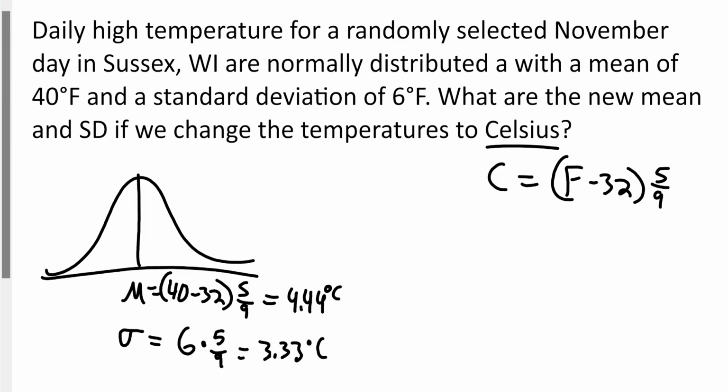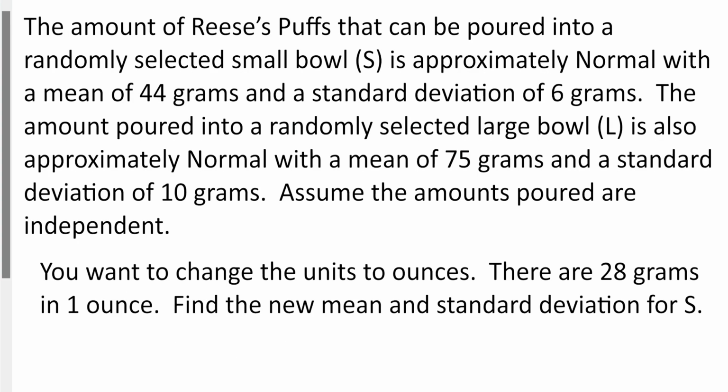The same thing goes for dividing. If we go back to our example with Reese's Puffs, it says you want to change the units to ounces. So we're changing the units from grams to ounces. Ounces is equal to grams divided by 28, because there are 28 grams in 1 ounce. So it's like dividing the grams. It works the same as multiplication. Multiplication and division go hand in hand.